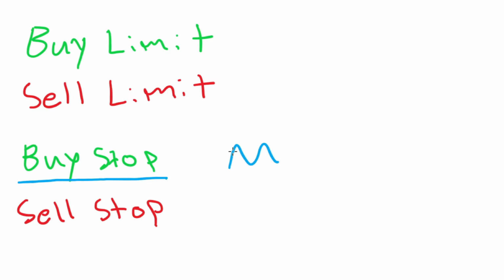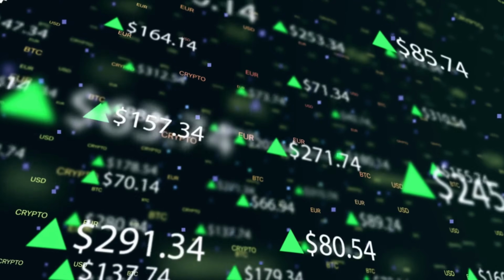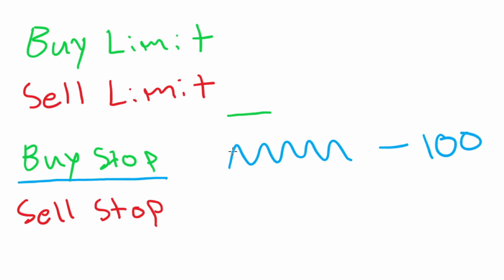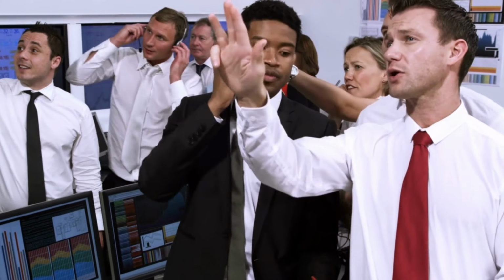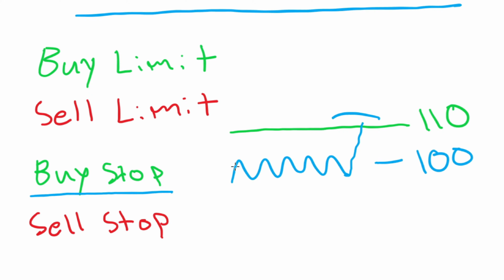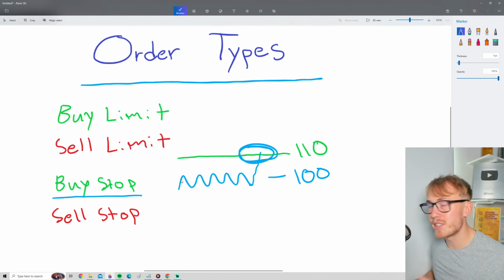So let's once again say that we have the price trading here at, around, let's say once again, around $100. And when it comes to buy stop orders, what we basically do here is that we place an order that tells us to buy something only if the price goes up to that specific level. So we can, for example, place a buy stop order here at 110. And this will give an order to our broker that if the price goes up to 110, then we want to buy the asset. So this is pretty much the opposite of the buy limit.